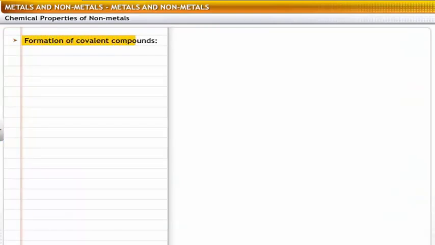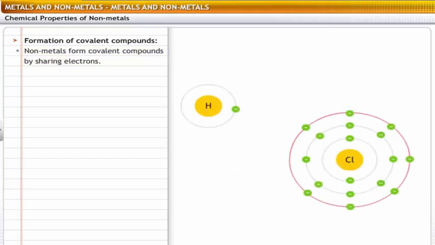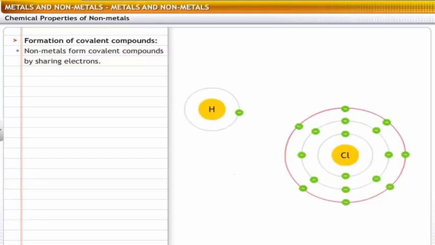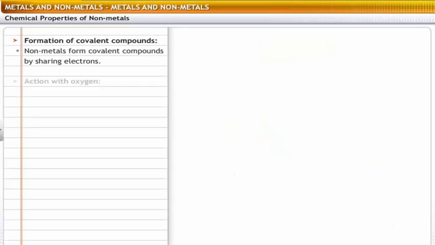Formation of covalent compounds. Non-metals form covalent compounds by sharing electrons. For example, in a molecule of hydrogen chloride, hydrogen and chlorine share a pair of electrons. Thus, hydrogen and chlorine are bound together through a covalent bond.